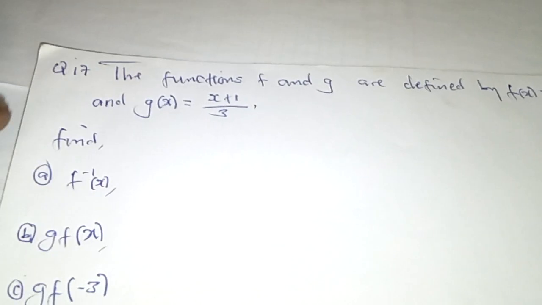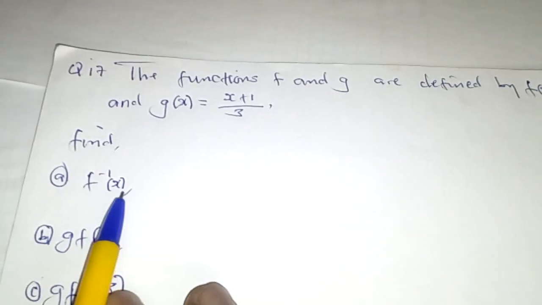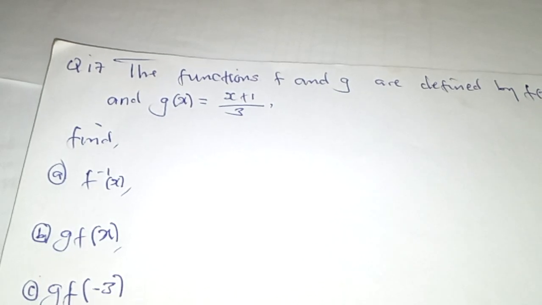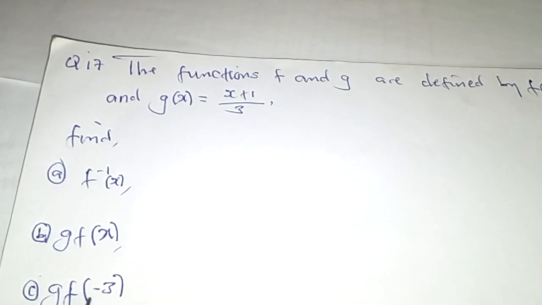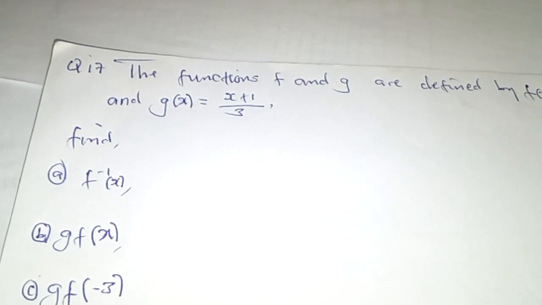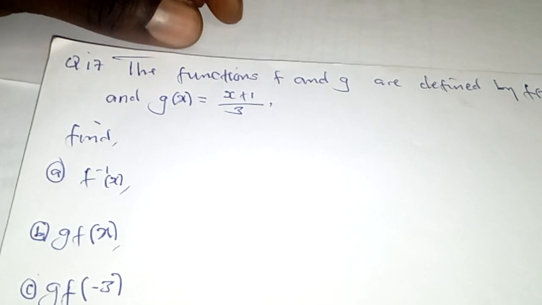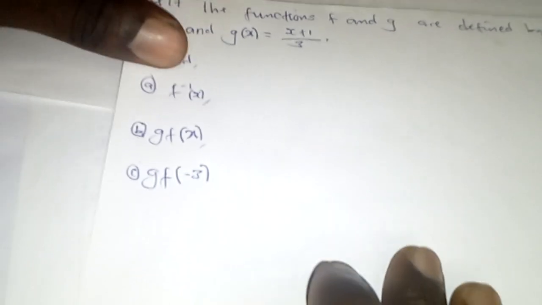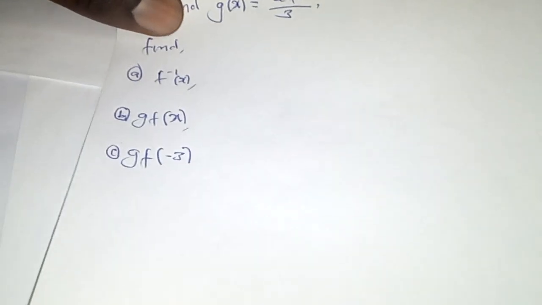Find a, the inverse of f, b, the composite function gf of x, c, the composite gf of negative 3. All right, so these are the questions we have. So we're going to find the first one, which is the inverse of f. How do you find the inverse of f?